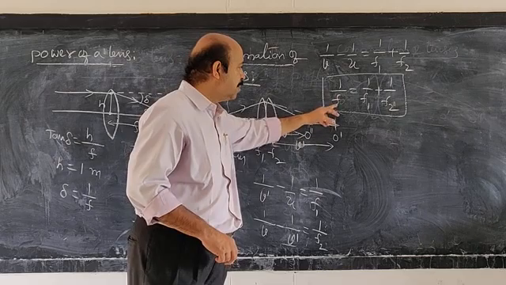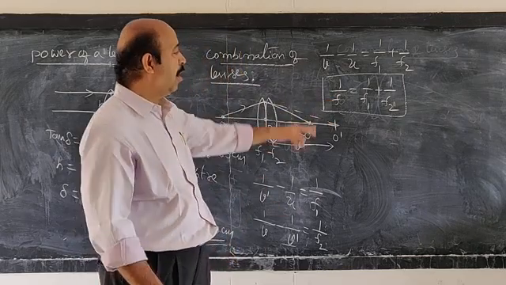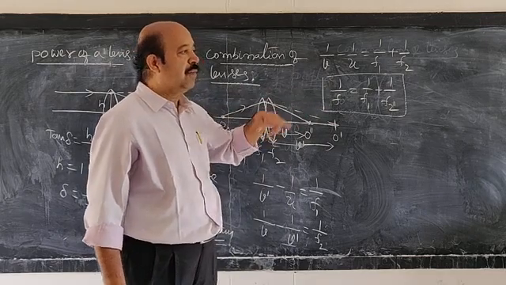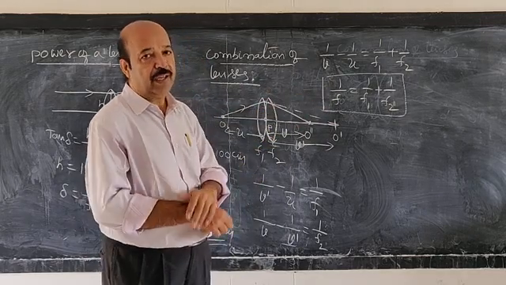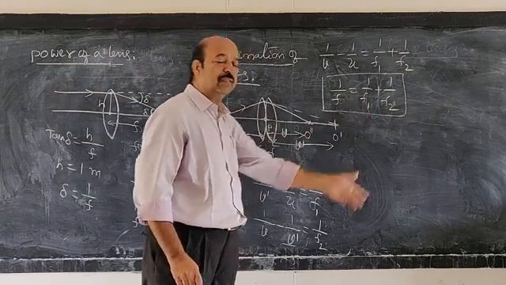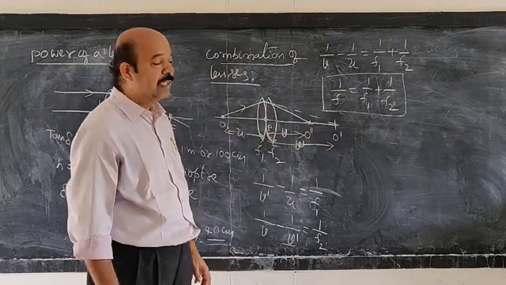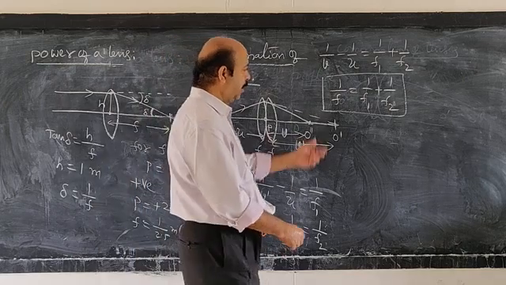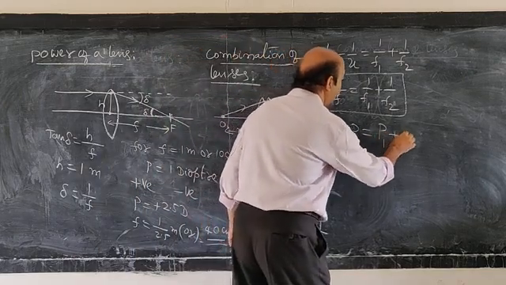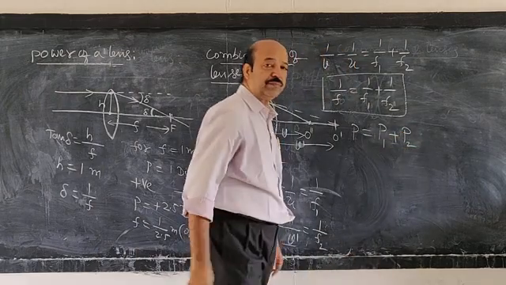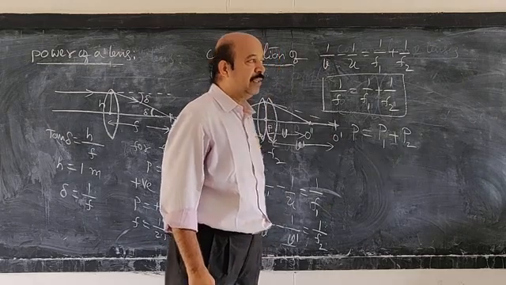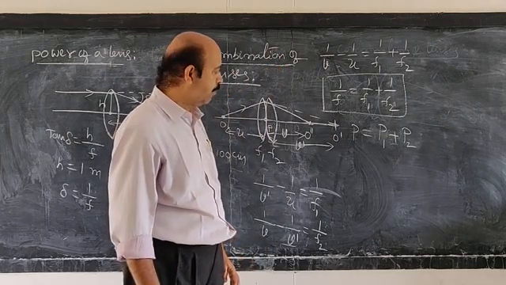The reciprocal of the effective focal length is the algebraic sum of the reciprocals of the focal lengths of the individual lenses. For converging lenses, take a positive sign for the focal length. For diverging lenses, take a negative sign. Similarly, the power of the combination is given by P1 plus P2. So, for a converging lens, power is positive. For a diverging lens, it is negative.